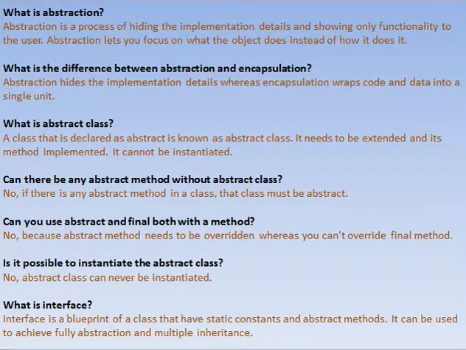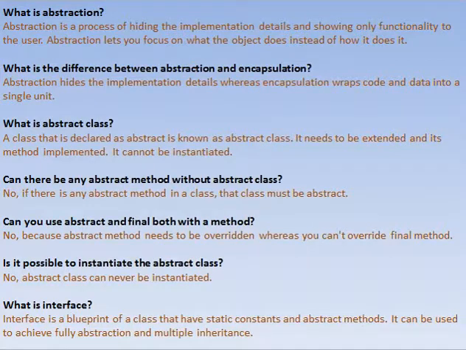What is abstraction? Abstraction is a process of hiding the implementation details and showing only functionality to the user. Abstraction lets you focus on what the object does instead of how it does it. What is the difference between abstraction and encapsulation? Abstraction hides the implementation details, whereas encapsulation wraps code and data into a single unit.